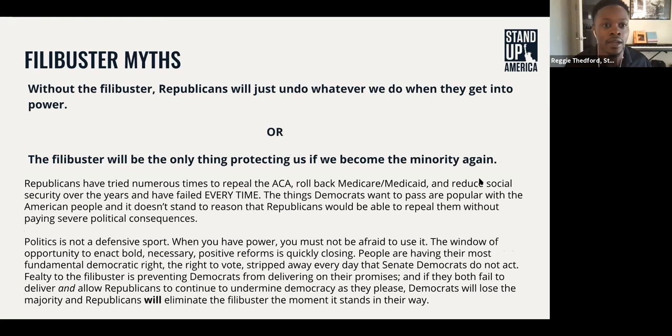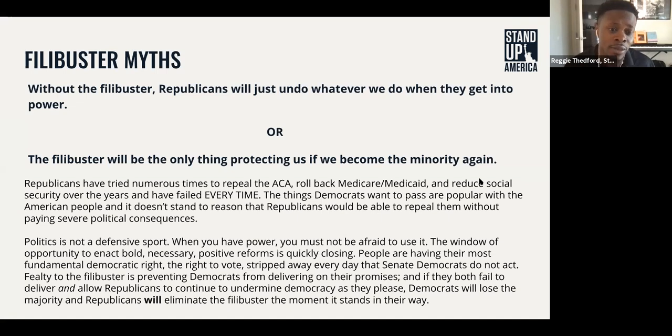Okay, thank you. Another myth here: without the filibuster, Republicans will just undo whatever we do. We, as in whatever Democrats do when they get into power, or the filibuster will be the only thing protecting us if we become the minority. Now, if we look at examples here, Republicans have tried numerous times to repeal the Affordable Care Act, roll back Medicare and Medicaid, reduce Social Security over the years, and they failed every time. The things Democrats want to pass now are very popular with the American people, and it doesn't stand to reason that Republicans will be able to repeal them without having some severe political consequences.